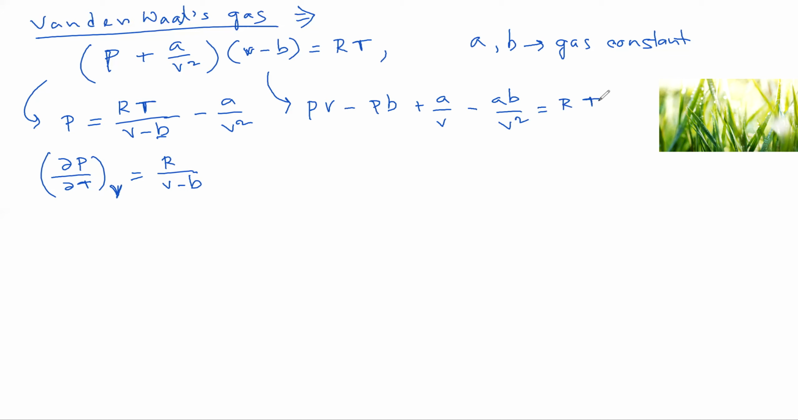Okay, so now a b by V square, this is a very small term because a and b are constants, and V has a very large value compared to a or b. So we can ignore this term because this is very, very small. So we can write PV minus Pb plus a by V is equal to RT.